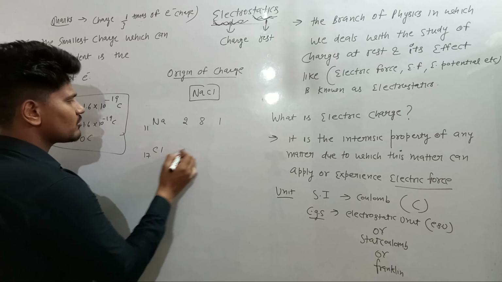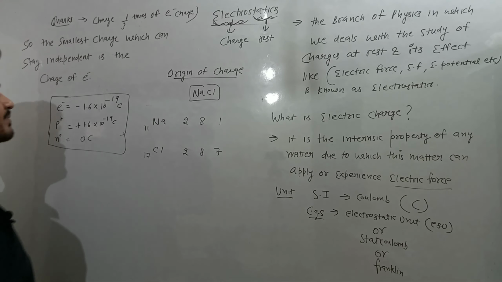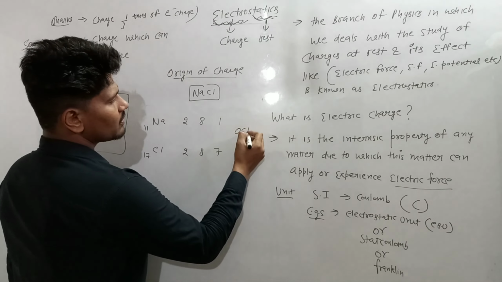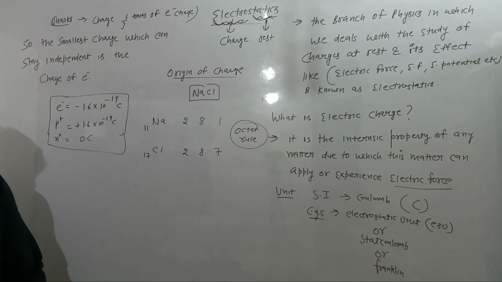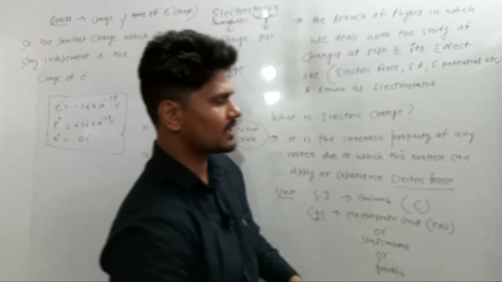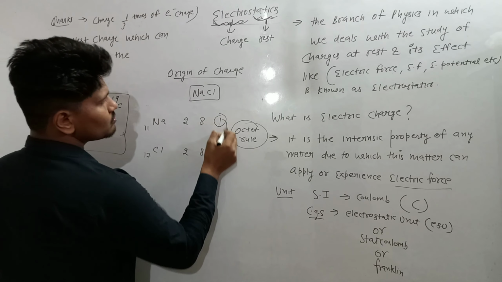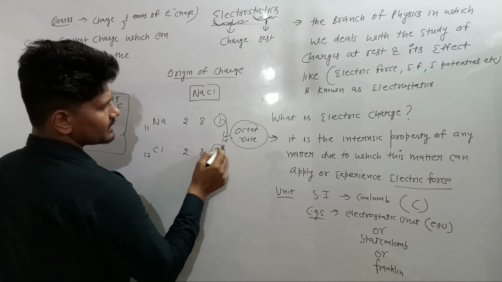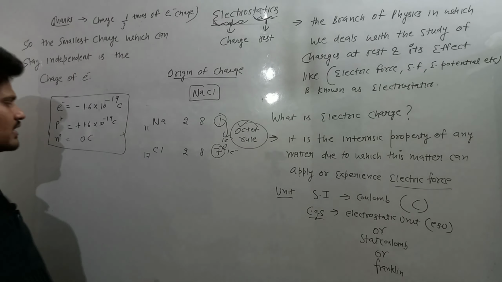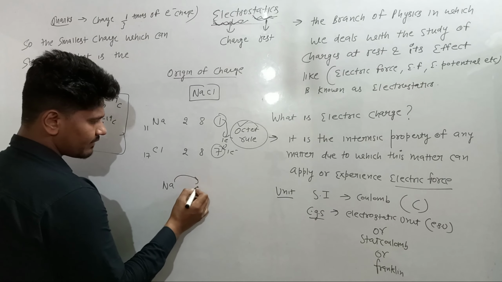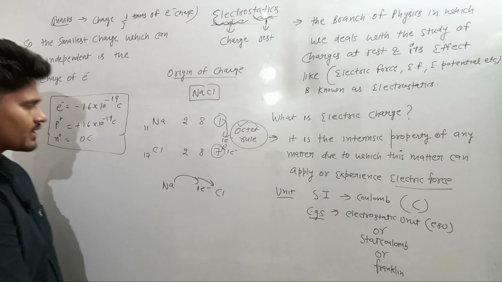And chlorine has atomic number 17, and if I fill its shells, it will have a 2, 8, 7 configuration. Now we all know the octet rule: an atom is most stable when its last shell has 8 electrons filled. So sodium has a tendency to lose 1 electron and chlorine has a tendency to gain 1 electron to complete its octet. We all know that from your 9th class.